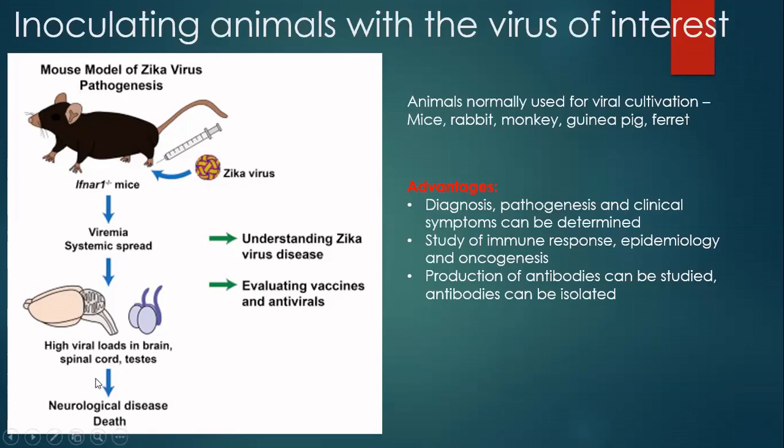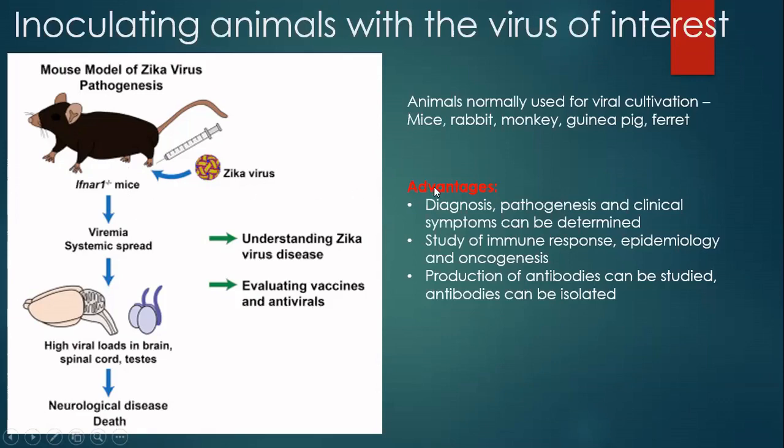So the mouse here has been used as a model for understanding the Zika virus disease, and also for evaluating vaccines and antivirals. The organs of such a mouse would also be a source of the virus, which has replicated in good amounts.